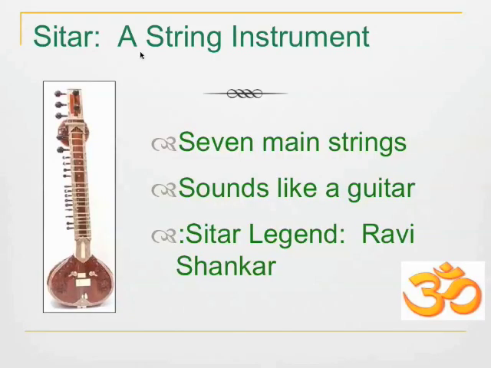One of the instruments we're going to be studying is the sitar, which is a stringed instrument. It has 7 main strings. It sounds like a guitar, or similar to a guitar. And one of the sitar legends who taught George Harrison of the Beatles, who you'll watch a video about on YouTube, is Ravi Shankar. Another interesting note is Ravi Shankar is also the father of Norah Jones.